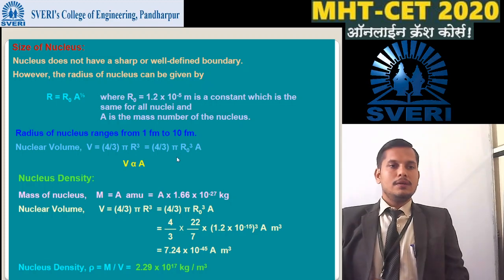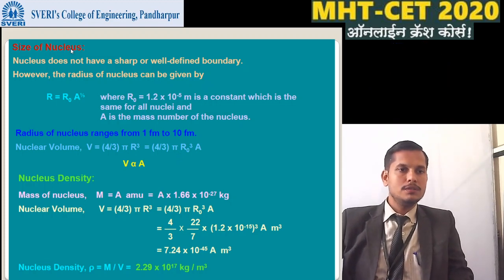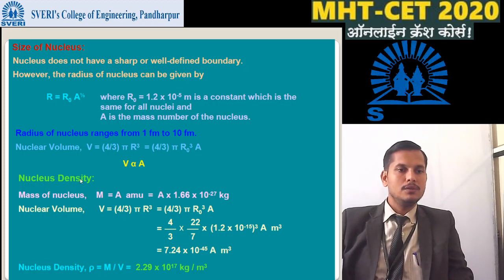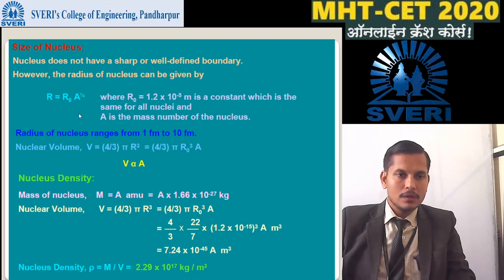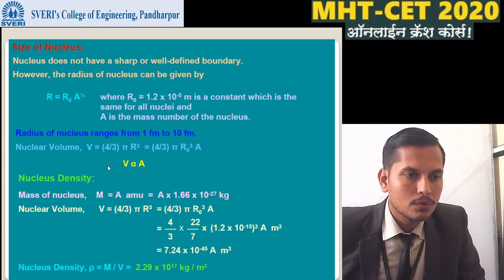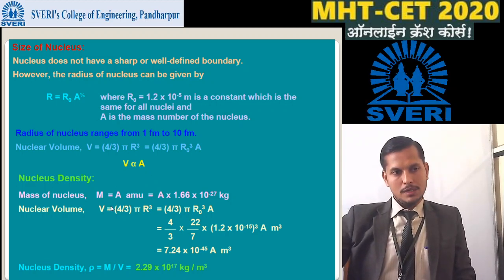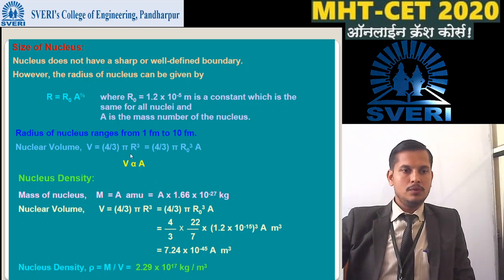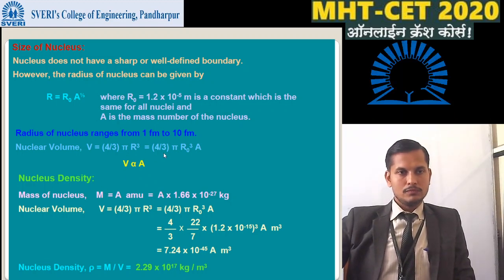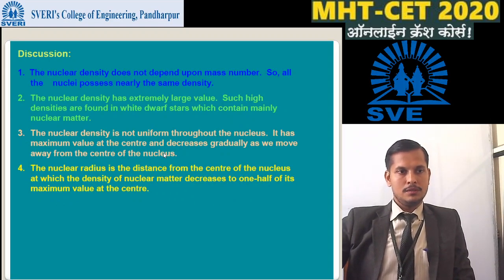So in this slide we have discussed the size of the nucleus and the nuclear density. The size of the nucleus we discussed as r = r0 A^(1/3), where we first discuss the nuclear volume, and mass upon volume gives us the nuclear density. So let us discuss these points.